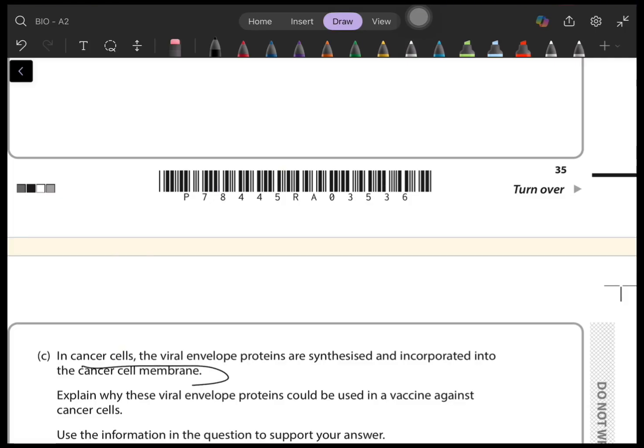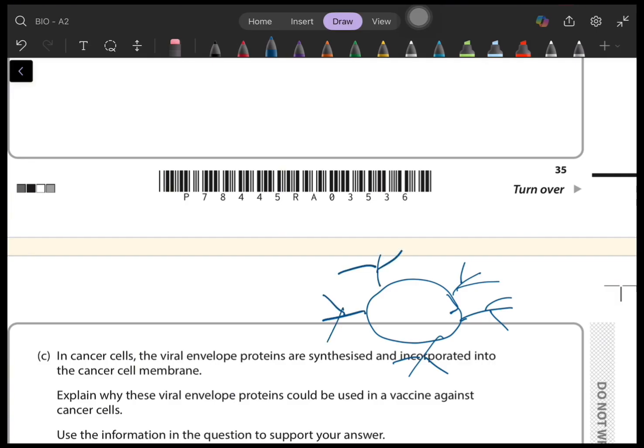Okay. Explain why viral envelope proteins could be used as a vaccine against cancer cells, right? Vaccines against cancer cells. So you have to justify, right? Suppose this is the cancer cell and it has this antigen on its surface, right? Viral envelope proteins, right?